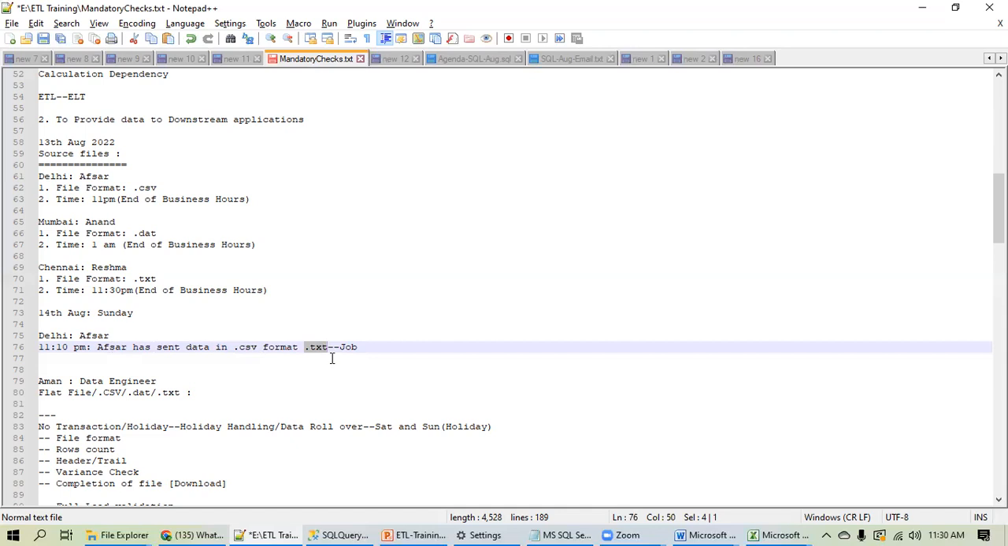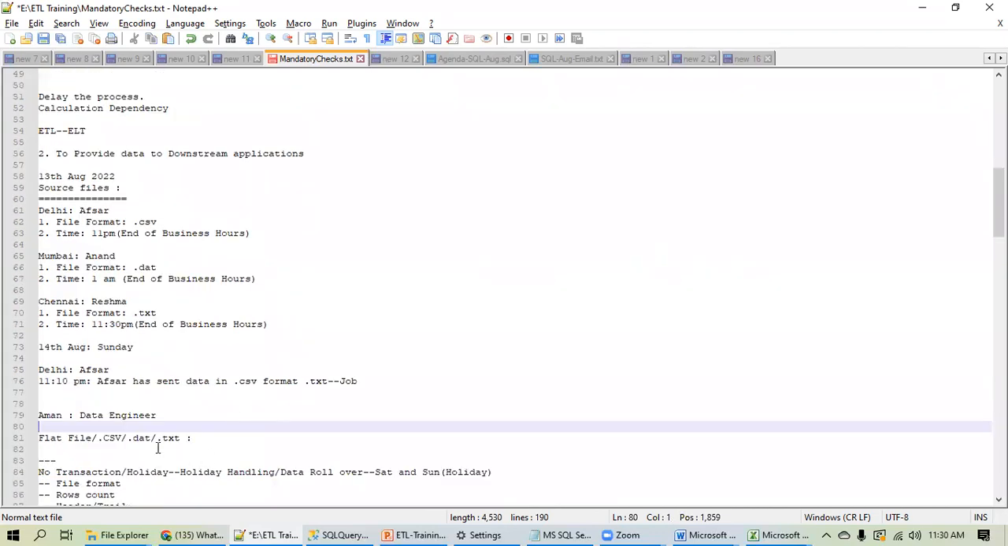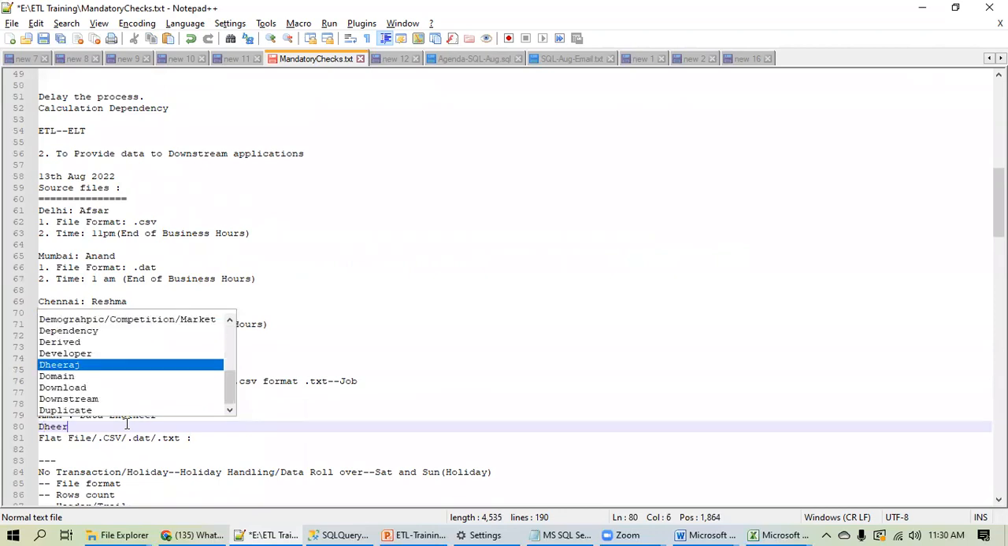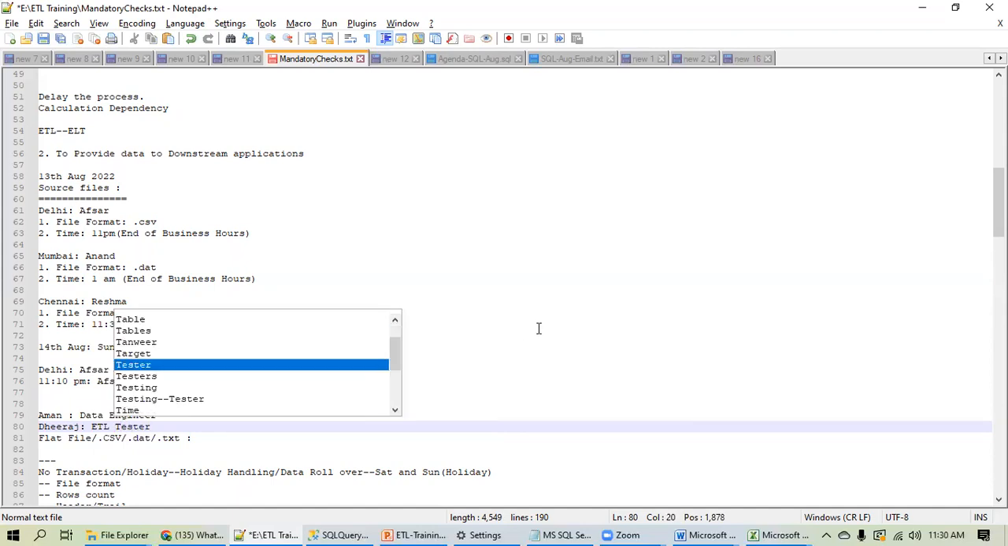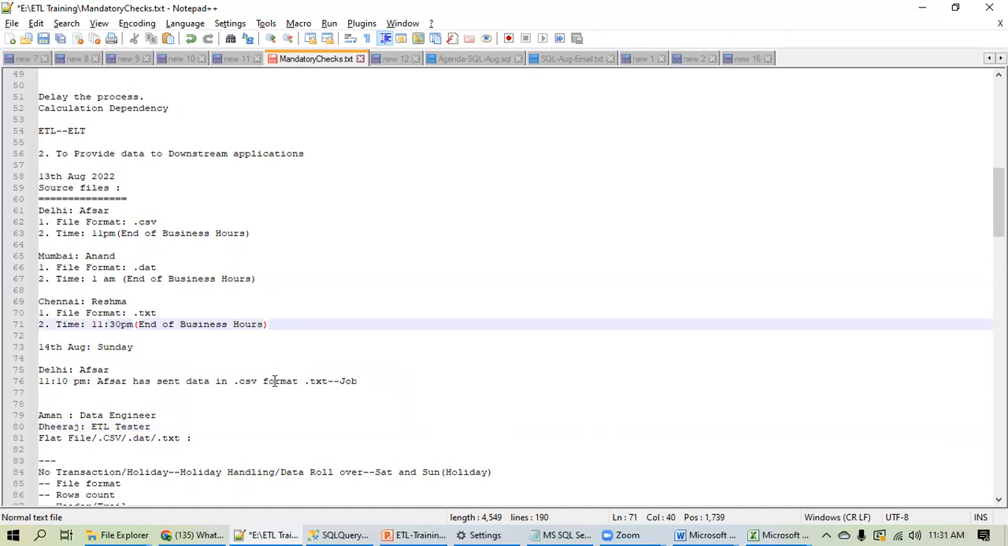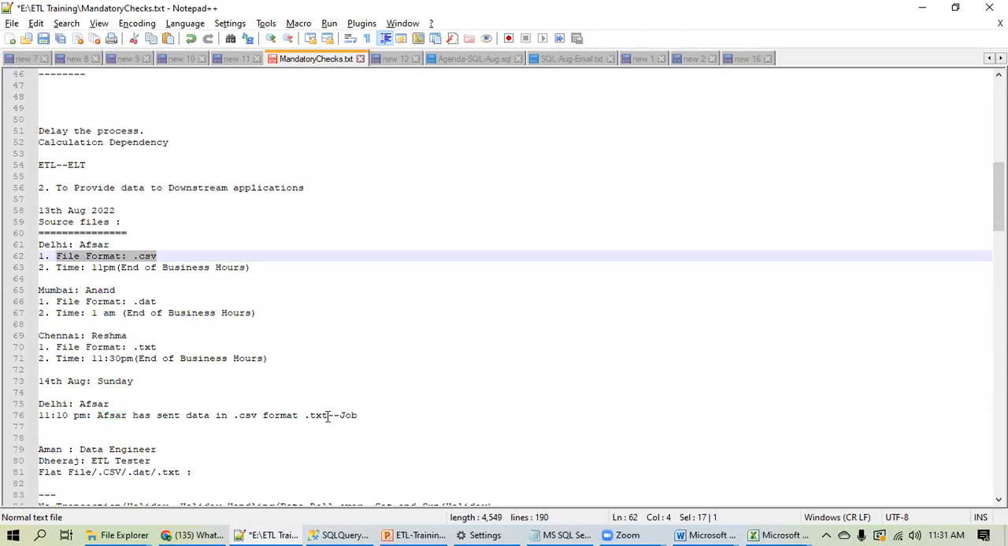Aman will raise a defect because Aman is acting as a tester here. No, let's suppose we take a different tester. Who was the tester here? Dheeraj was the tester. So Dheeraj will check the file format. Dheeraj will see that Afsar has told that he will send in .csv file, but he has sent in .txt file. So Dheeraj should not accept this file. He should drop an email to Afsar that in the FRD it is mentioned that you'll be sending a .csv file. Why are you sending a .txt file?